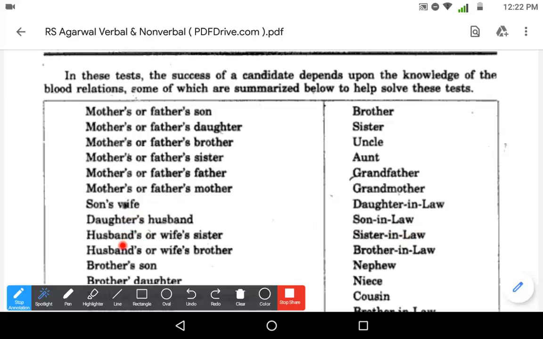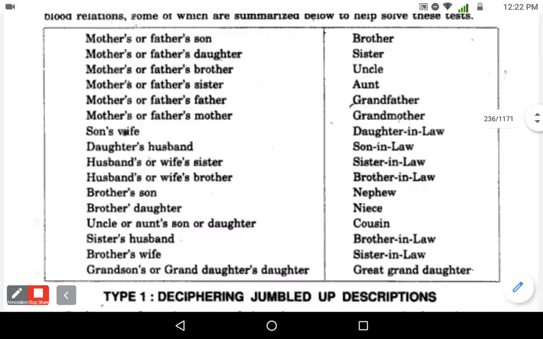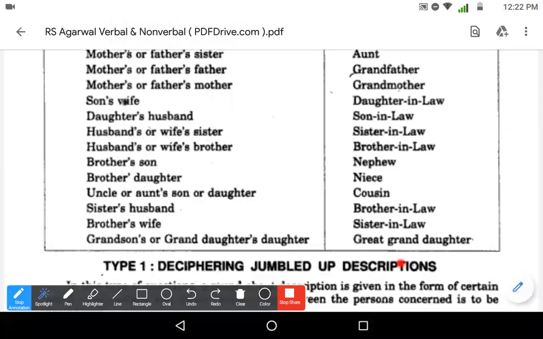Then husband's or wife's sister is sister-in-law. So husband or wife's sister, both of them are called sister-in-law. And similarly, husband's brother or wife's brother, they are called brother-in-law. Okay, and then brother's son. So if you have an elder brother, and if that brother has a son, he will become your nephew. That's pronounced as nephew. Then brother's daughter is niece.